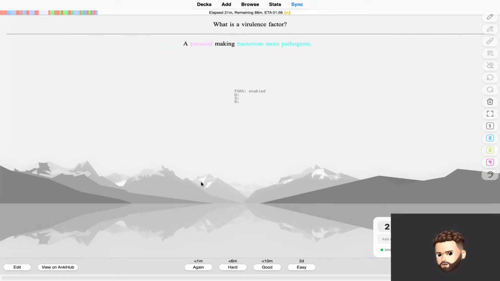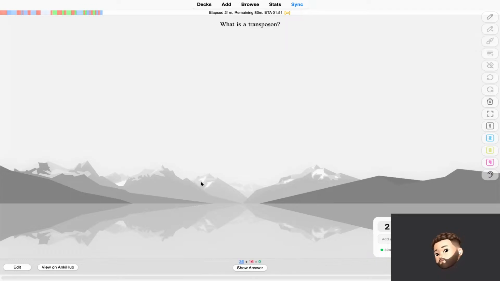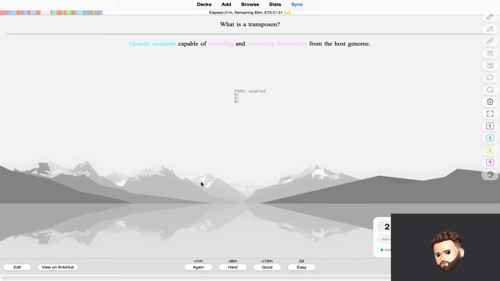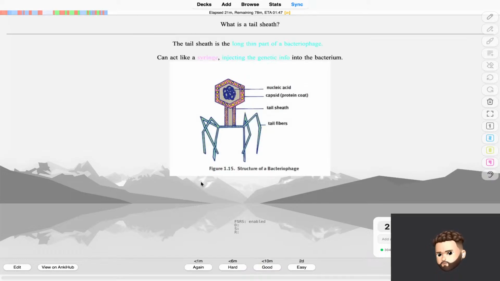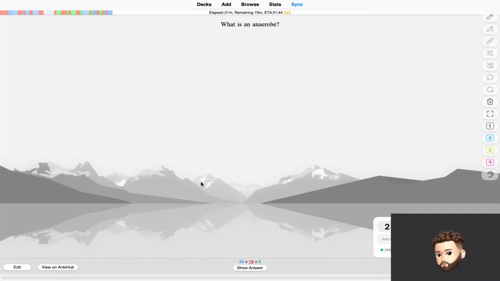A plasmid making bacteria more pathogenic. Okay. What is a transposon capable of inserting and removing themselves? Okay. What is a tail sheath? The long, thin part of a bacteriophage. What is an anaerobe? A bacteria that doesn't need oxygen to survive.